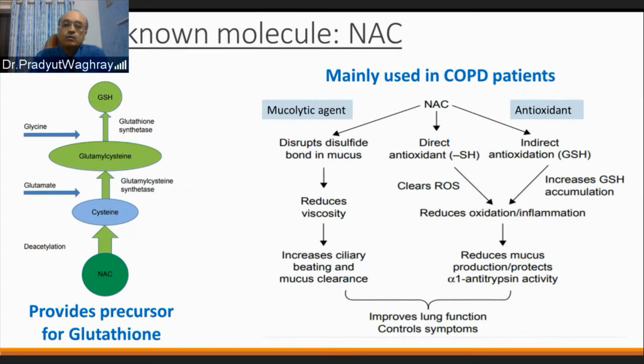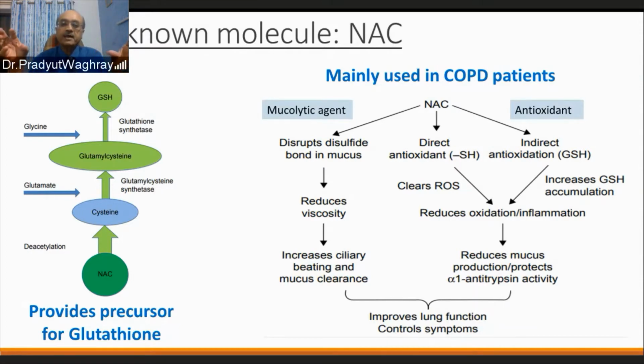But NAC has two other important actions as well. One, as you see on the left side, it has an indirect antioxidant action by stimulating the production of glutathione, which is by itself a very, very powerful antioxidant. So it increases the accumulation of glutathione, and also NAC directly itself is an antioxidant by virtue of the presence of the sulfhydryl component.